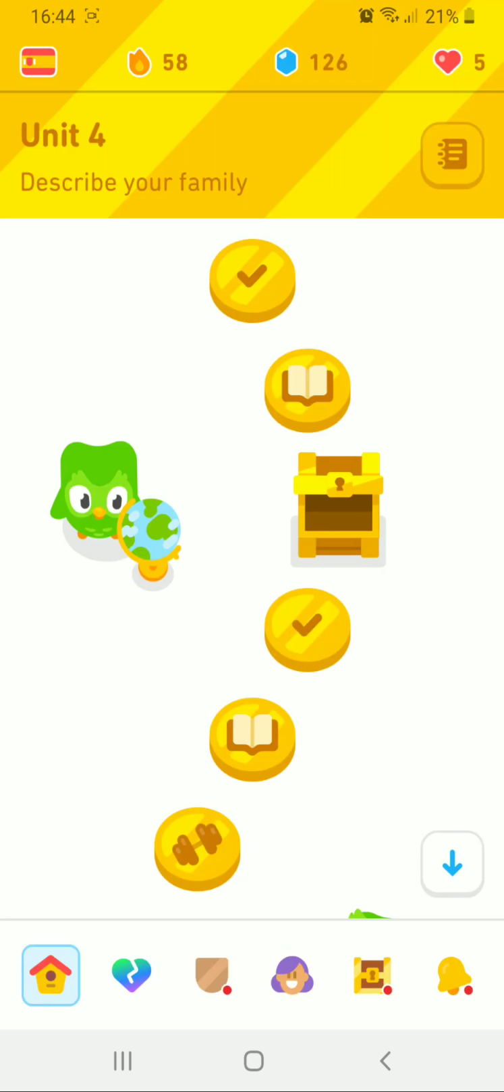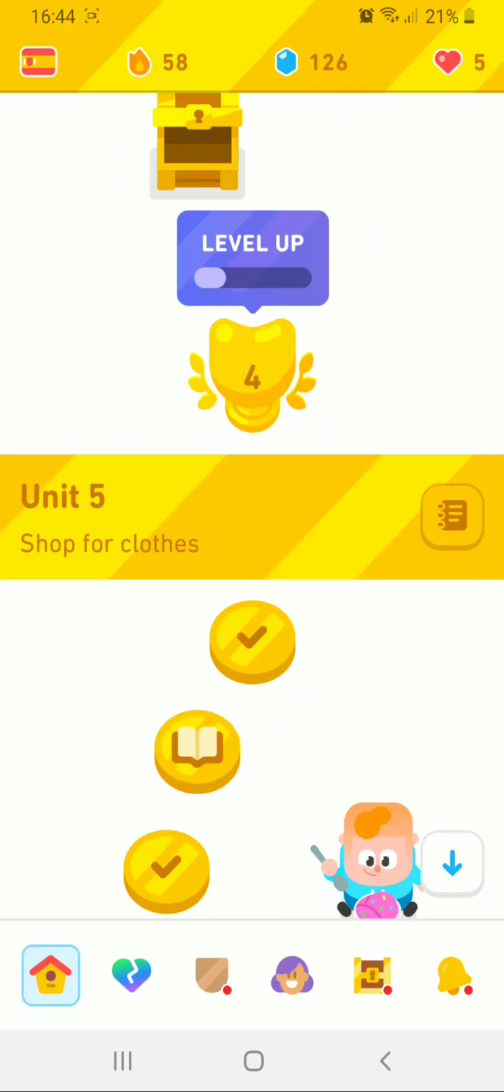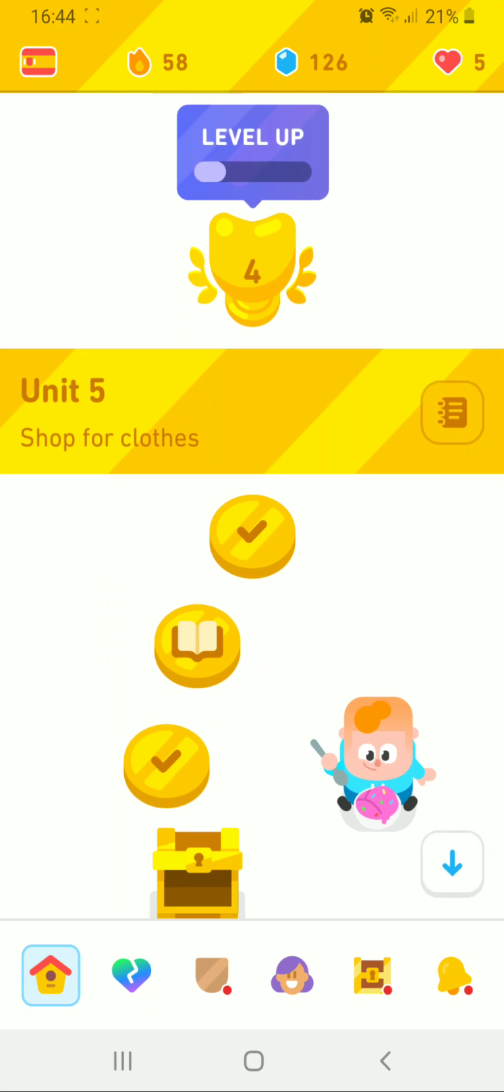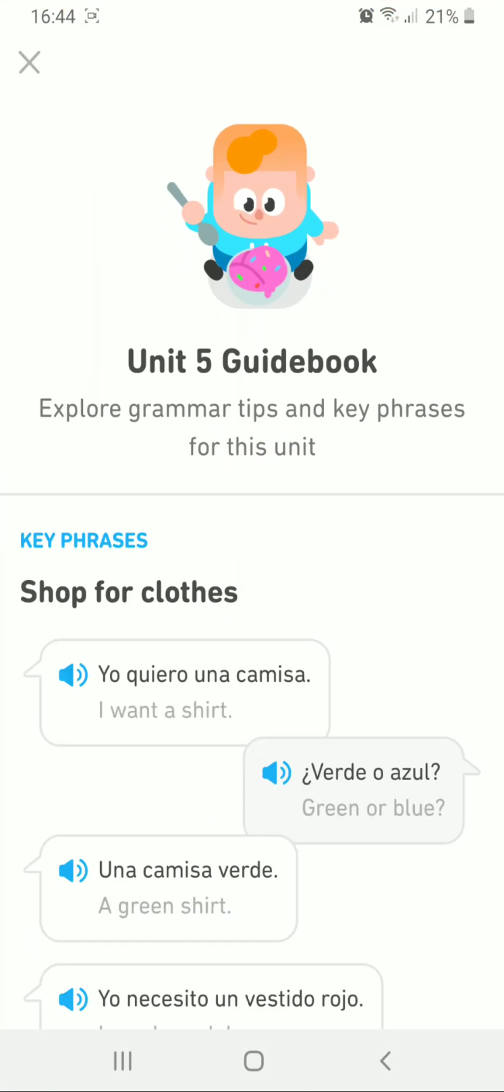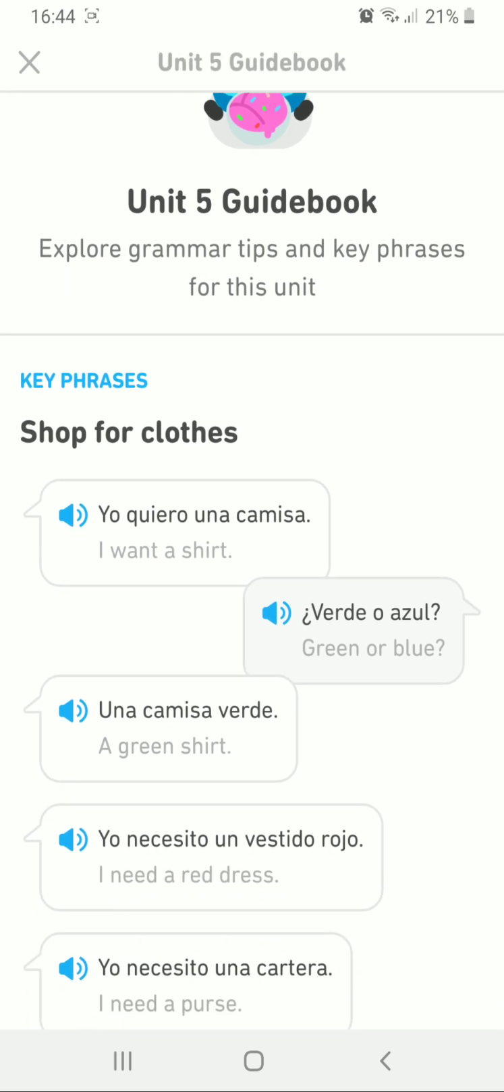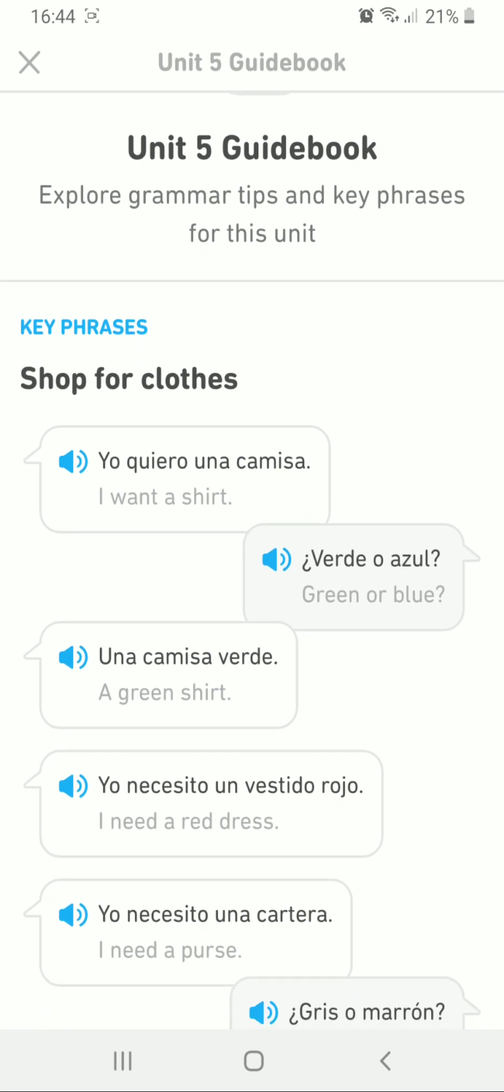I will just pause. Alright guys, welcome back. So we just did that. I think we will move to unit 5. Let's have a look at the guidebook first, just as usual. So explore grammar tips and key phrases for this unit. Shop for clothes. So how to shop for clothes. Yo quiero una camisa. Camisa is a shirt. Ropa is clothes. So camisa is a shirt. Camiseta, it's a t-shirt.